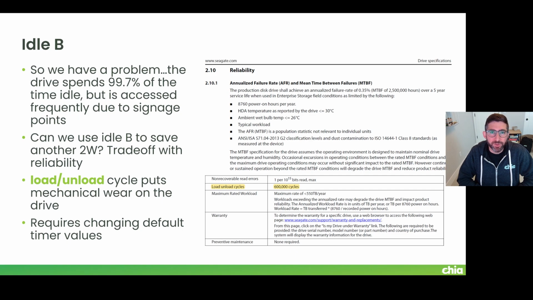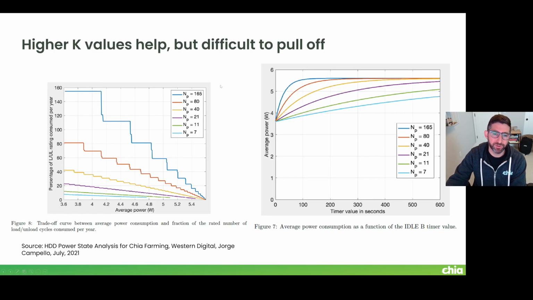And then, if you do it too many times, there's a small chance that some particles can get in the drive. That's where you get things like reallocated sectors, when the right head bumps into one of those particles. So now we're at a tricky trade-off, right? We have a way to save power, but there's a trade-off between power and reliability. And of course, this requires changing the default timer values. So this is a pretty tricky situation.